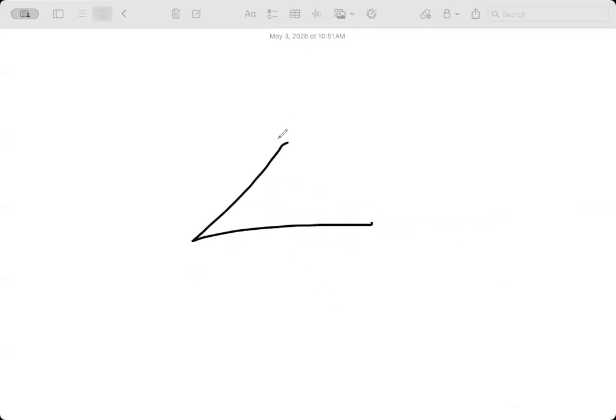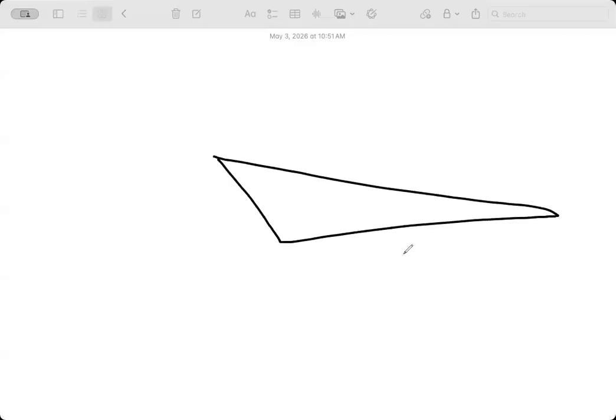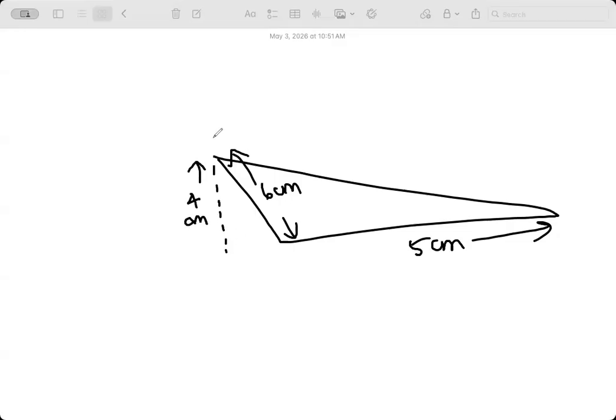How about this? You know how to find the area of a triangle? Yeah. Okay. I have this triangle. This is 5 centimeter. This one is 6 centimeter. This is 4 centimeter. My triangle is ABC. I want the area of ABC. This is 2. What is the area of this triangle?